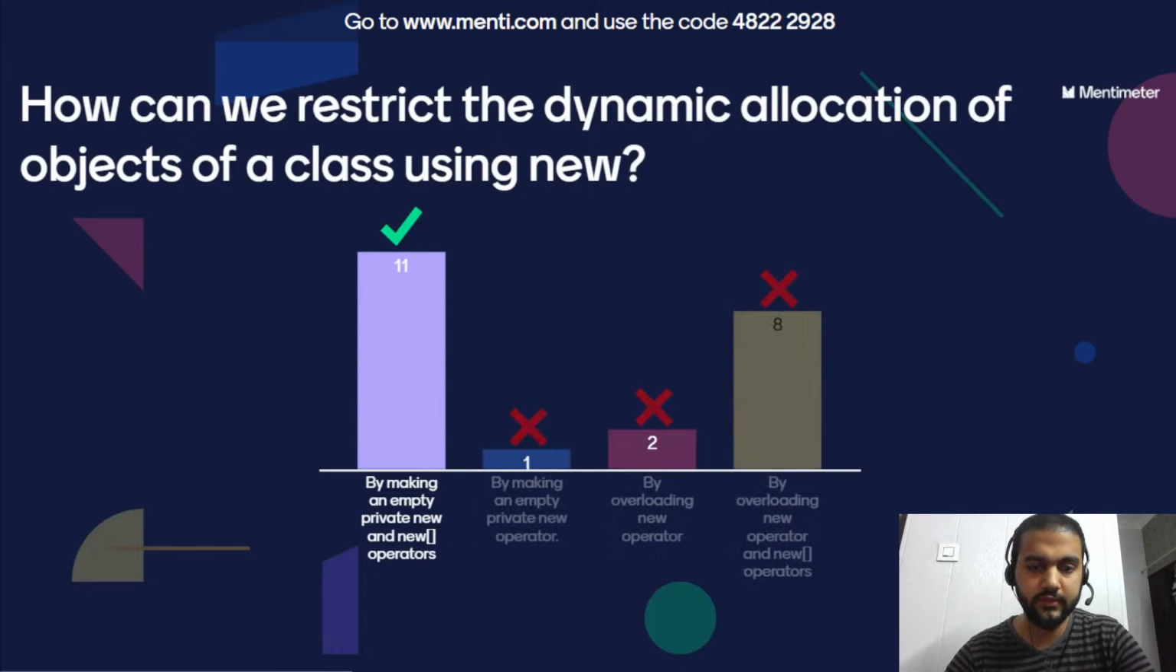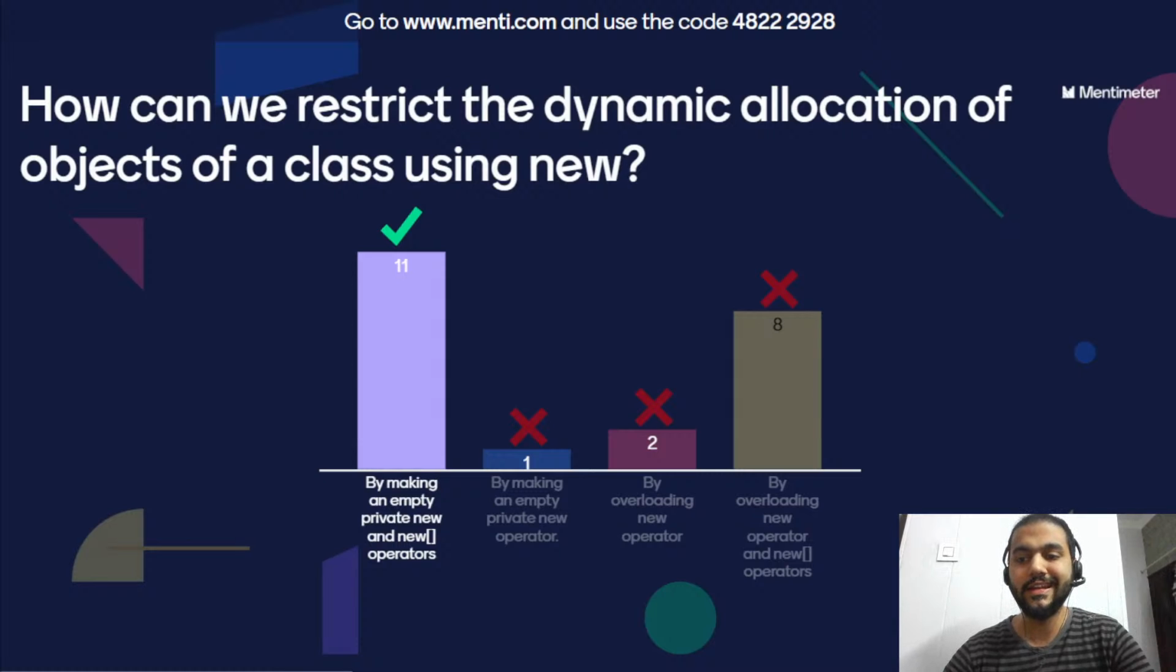I think everyone has voted, and by making an empty private new and new[] operator, that is option A, the majority of the people have managed to give the right answer. That is, 11 people have given the right answer. So yeah, option A, by making an empty private new and new[] operator.